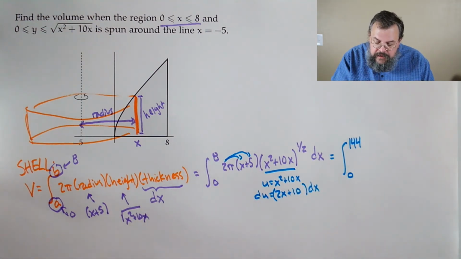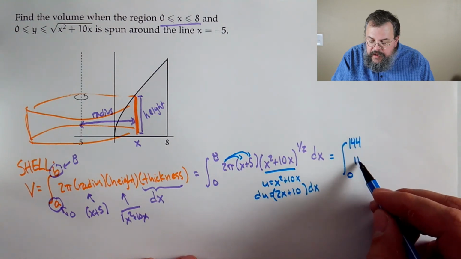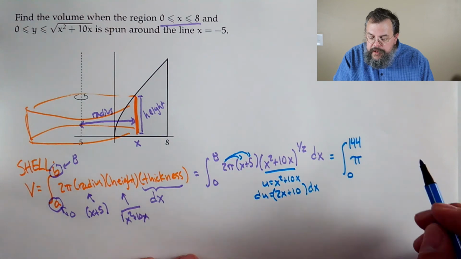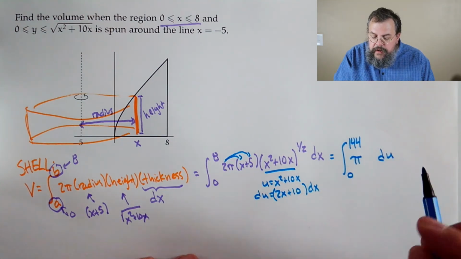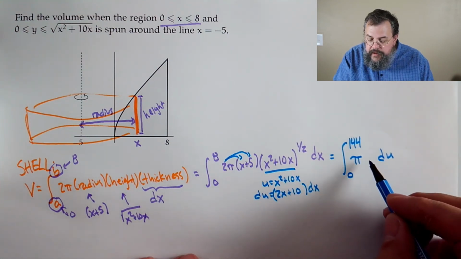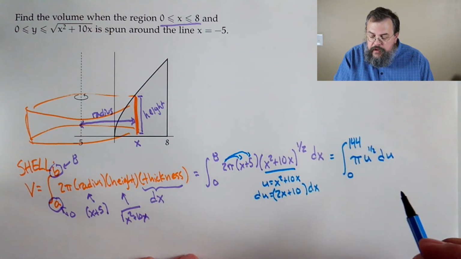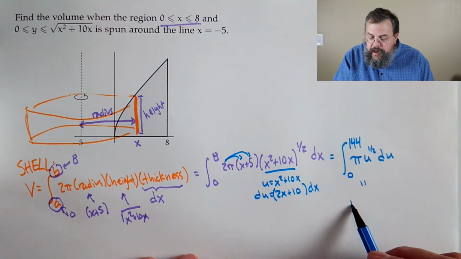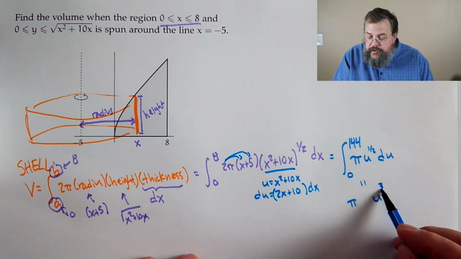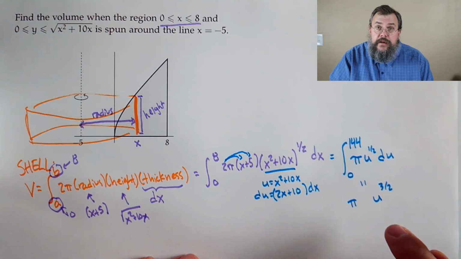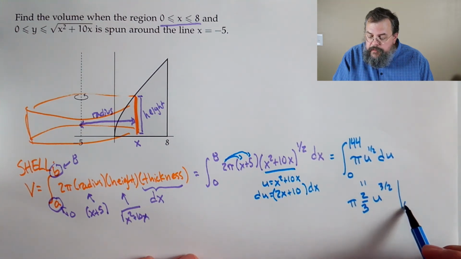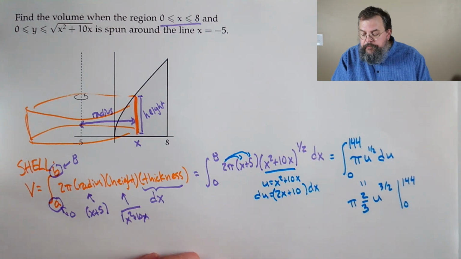Now, the pi is going to be pi. Not much to do there. The 2 times x plus 5 times the dx is going to become our du. The x squared plus 10x to the 1/2 becomes u to the 1/2. All right, well, that's not so bad. So what do we end up with? That's pi. Add 1 here, so that would be u to the 3/2. And then you have to divide by the new power, which really means multiply by 2/3, from 0 to 144.